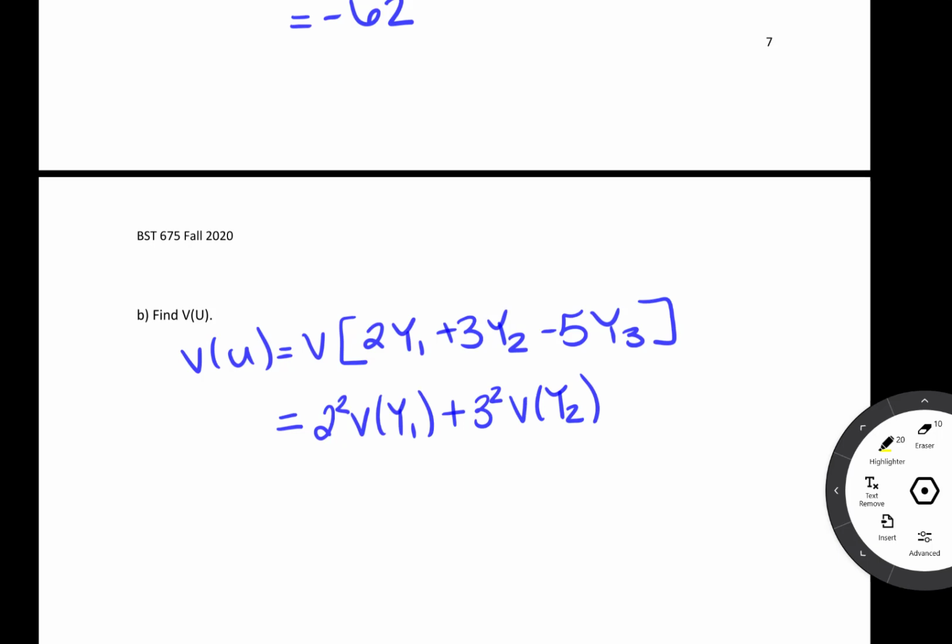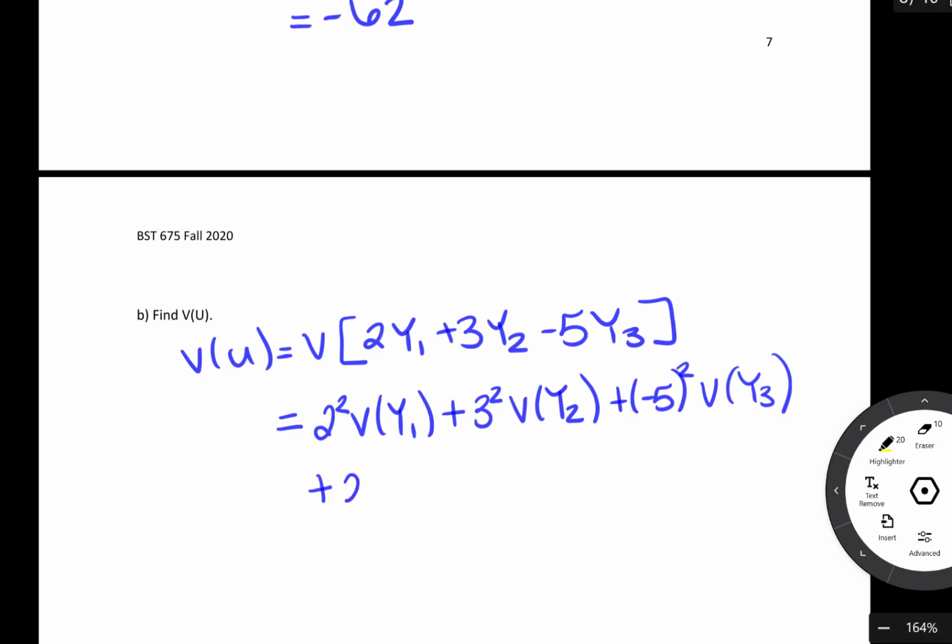Now notice here my constant for y3 is negative 5, but when I square that, that is going to become positive. But just for completion, it's going to be negative 5 squared times the variance of y3. Now I'm not done here because I also need to account for the covariances. And so we're going to have the following terms. What the covariance is going to do is this term is actually going to look at all of the potential pairs. Now notice since we have 3 random variables, that means we have 3 potential pairs.